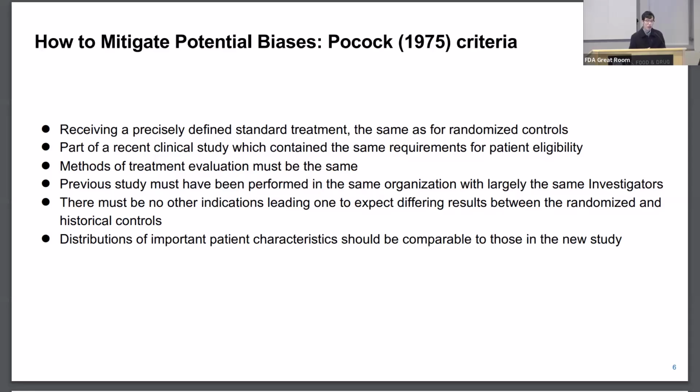The previous study must have been performed in the same organization with largely the same investigators, and there must be no other indications leading one to expect different results between the randomized and the historical controls. The distributions of important patient characteristics should be comparable to those in the new study.